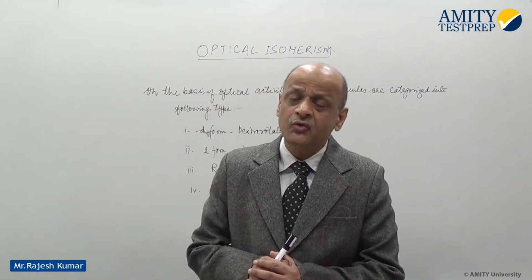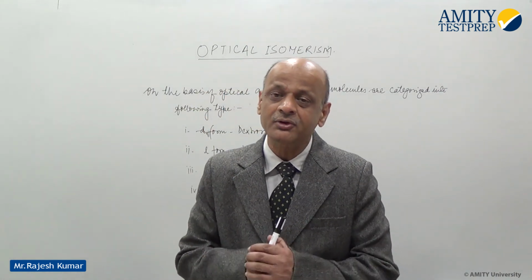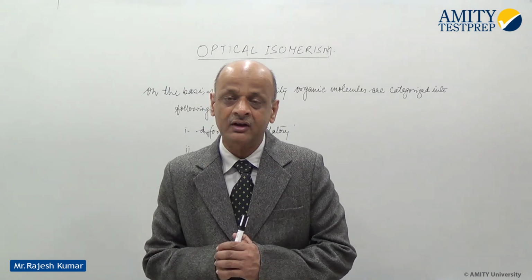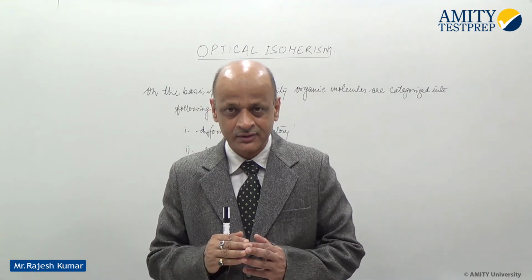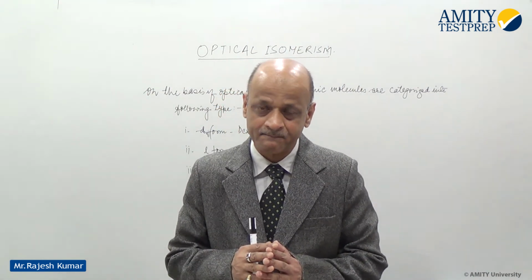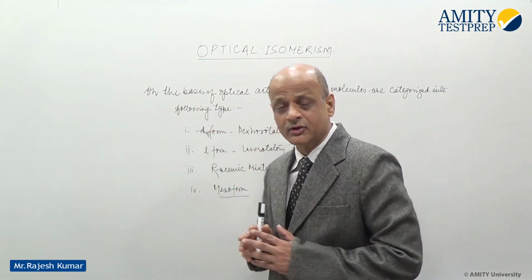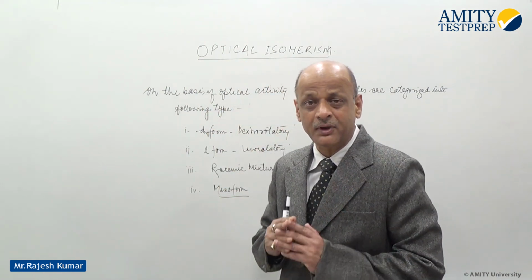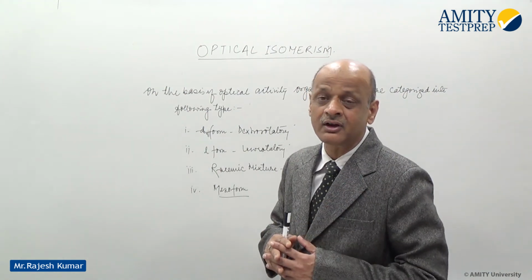Now, D form or dextrorotatory. These are the organic molecules which are capable of rotating the plane of polarized light towards the right as one faces the source, and are called dextrorotatory. And L form: those organic molecules which are capable of rotating the plane of polarized light towards the left as one faces the source are called levorotatory.